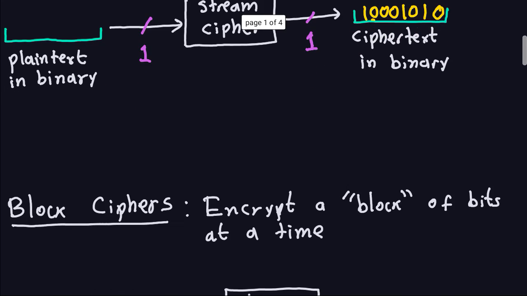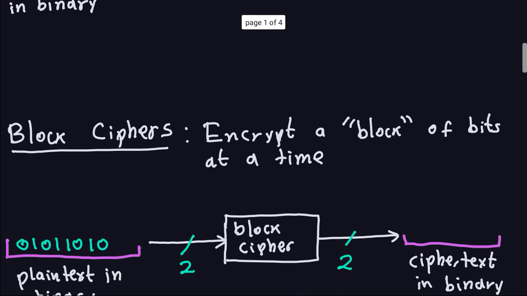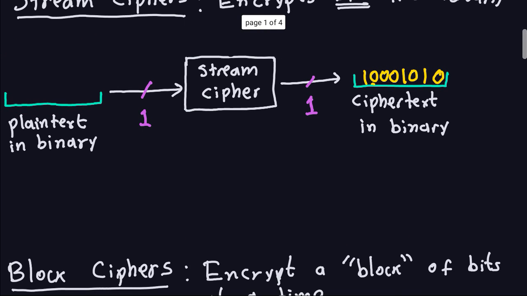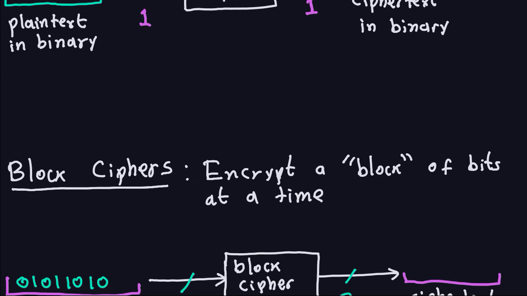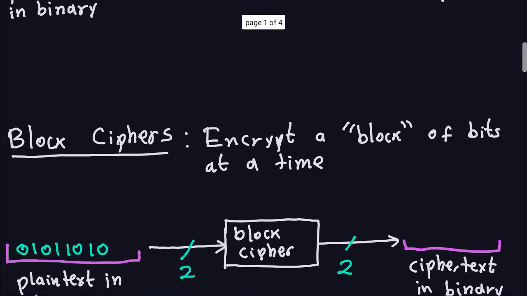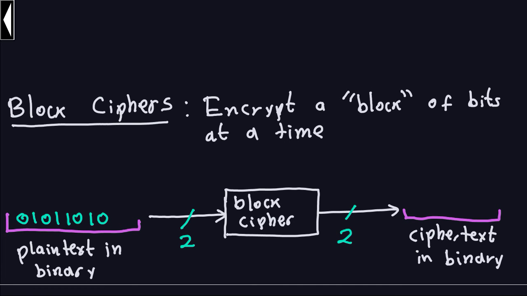Now, the block ciphers, on the other hand, you see the stream ciphers, they process bit by bit. The block ciphers are going to process blocks of bits at a time. So what do I mean by that? So let's think about it in this way.